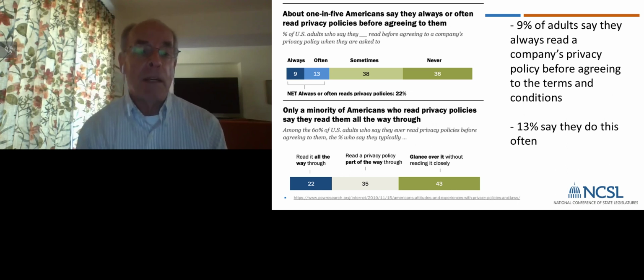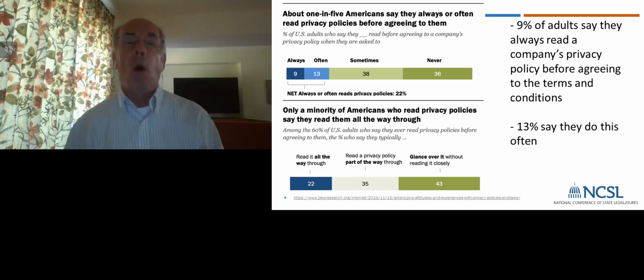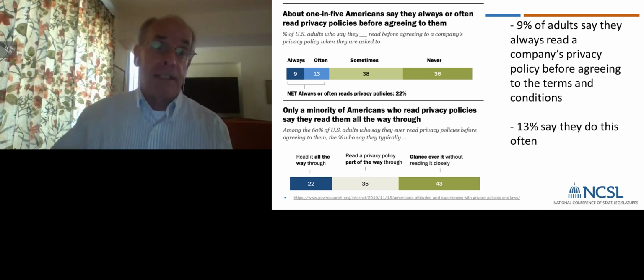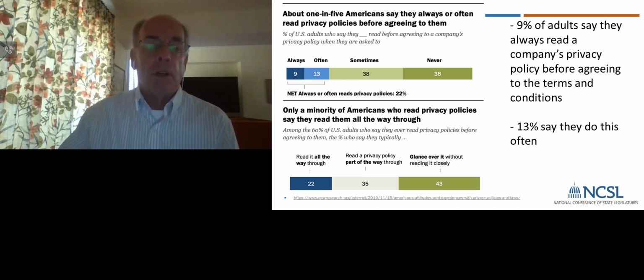And a minority of Americans who read the privacy policies say that they read them all the way through. So even the people who open up those policies and scroll through them are not giving them a very serious going over. So, you can see there, only about 1 in 10 Americans say they always read privacy policies before agreeing to the terms and conditions that they sign up for. And another 13% say they do this often. So 1 in 5 are sort of vigilant in ways that the system allows them to be.